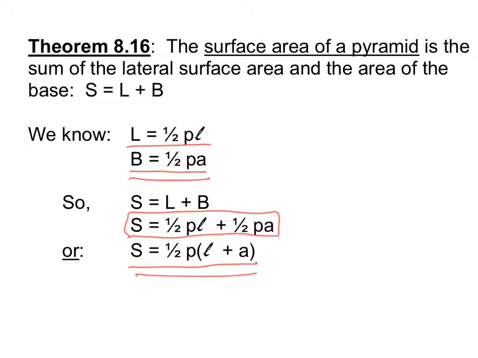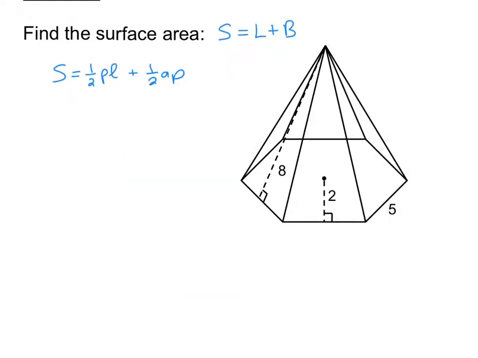So let's look at an example. So here's a pyramid that has a hexagonal base. We know that the surface area is the lateral surface area, L, plus the area of the base, which is B. We know that to find the lateral surface area, we take 1/2 times the perimeter times the slant height, and to find the area of the base, it's 1/2 AP. So let's work that out.